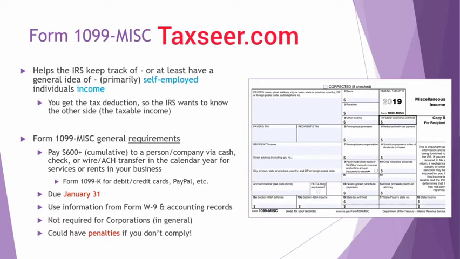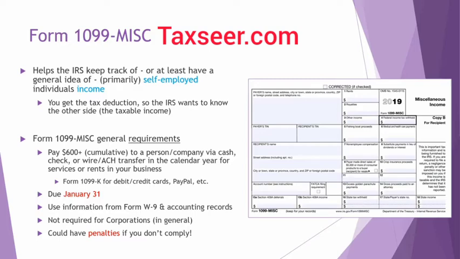The Form 1099 Miscellaneous is due January 31st after the year ends, and that's a pretty quick turnaround time. So that's one reason that we stress the importance of getting Form W-9s throughout the year and staying on top of your accounting records.